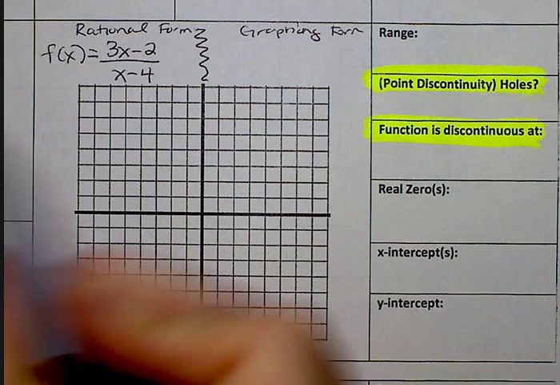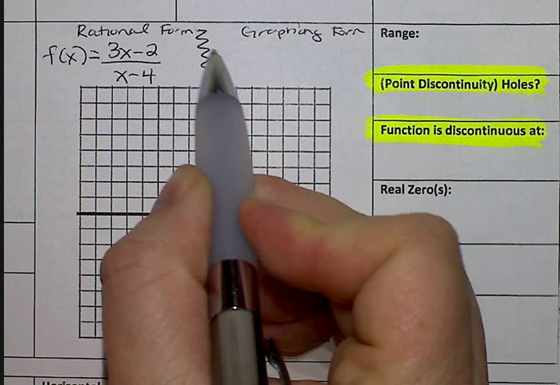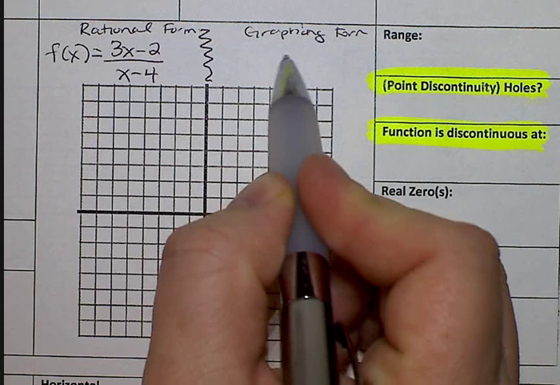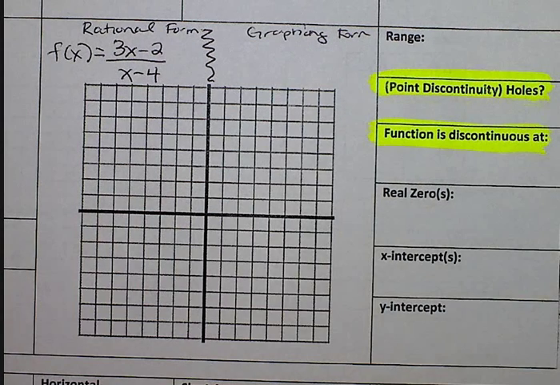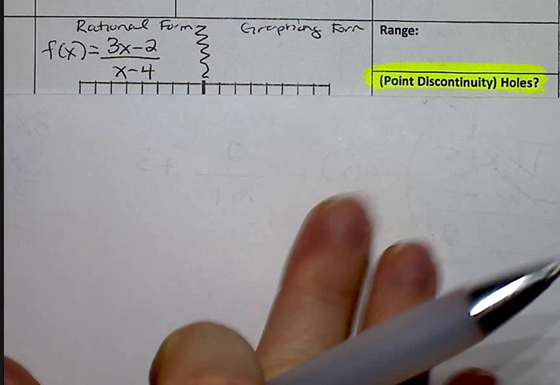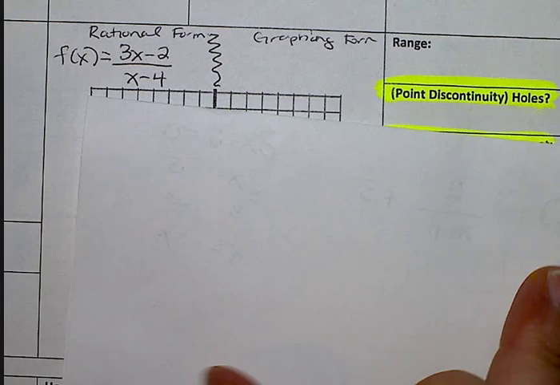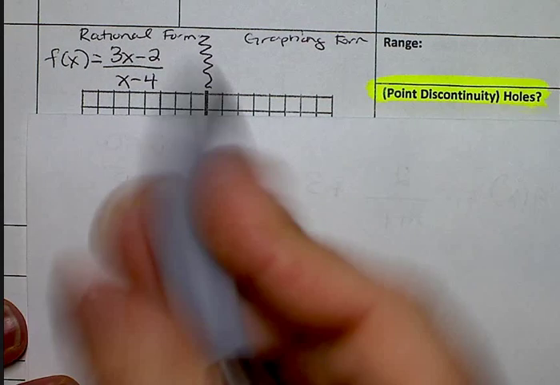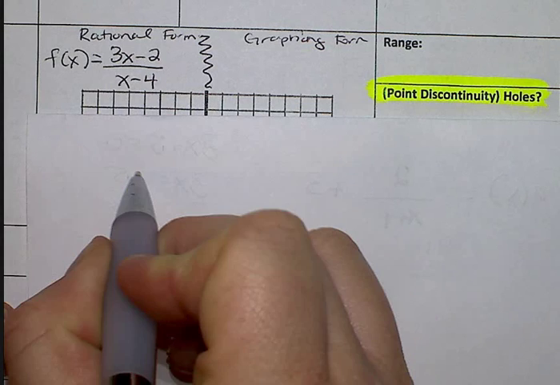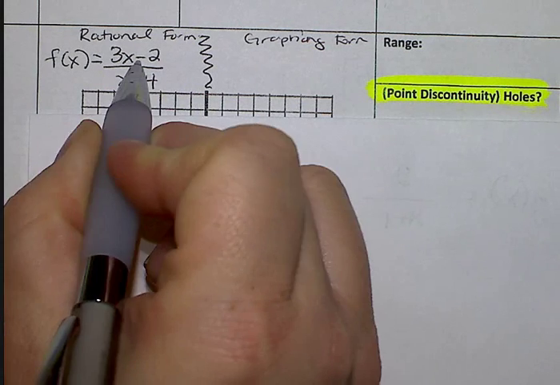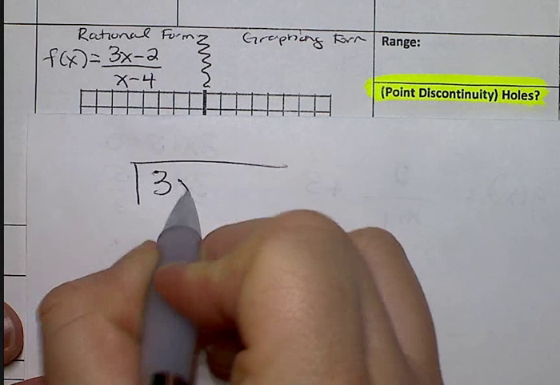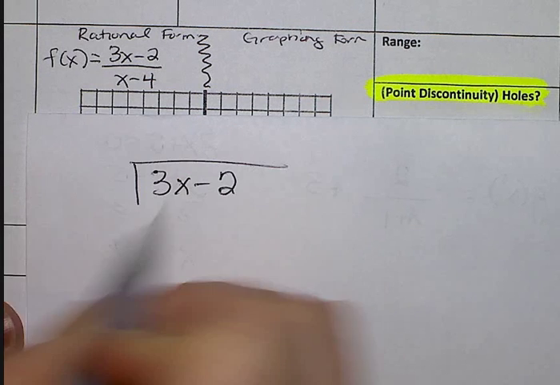This is the rational form. I'm going to change this into an equivalent form that's called graphing form. To do that, we're going to do polynomial long division, which you learned how to do back in October. You probably need a review with it. The top expression, the top part, always goes inside the division box. The denominator goes on the outside.